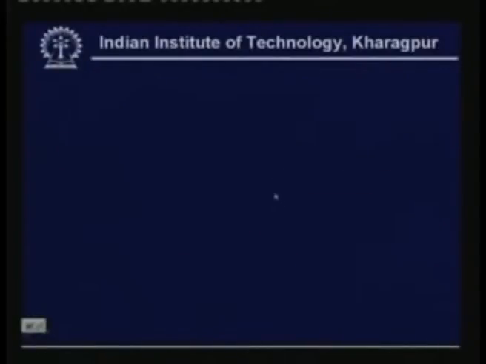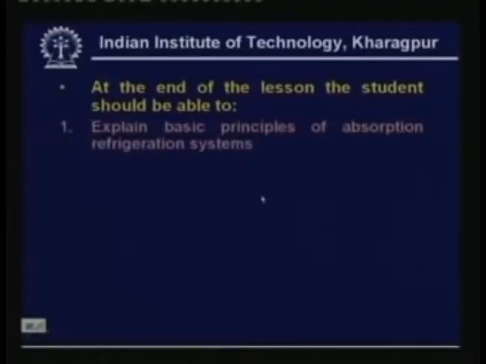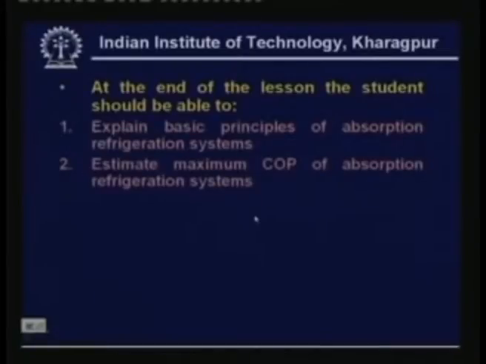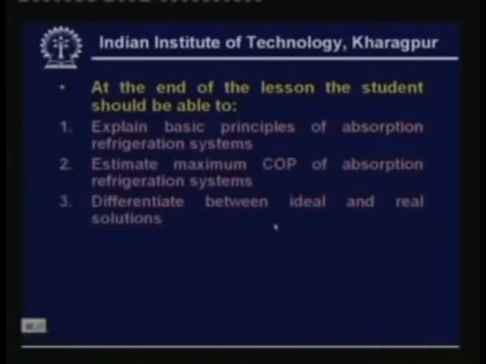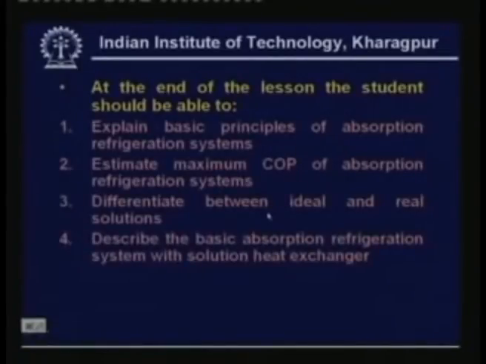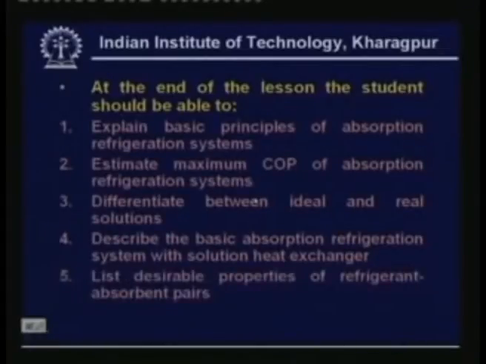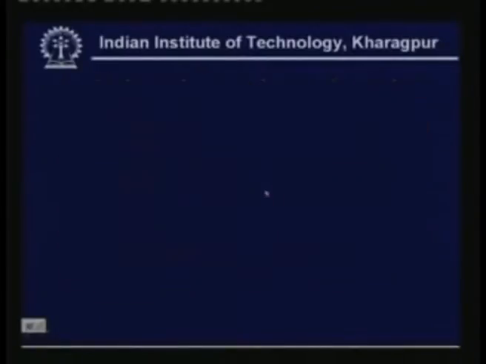At the end of this lesson you should be able to explain basic principles of absorption refrigeration systems, estimate maximum COP of absorption refrigeration systems, differentiate between ideal and real solutions, describe the basic absorption refrigeration system with solution heat exchanger, and finally list desirable properties of refrigerant absorbent pairs.